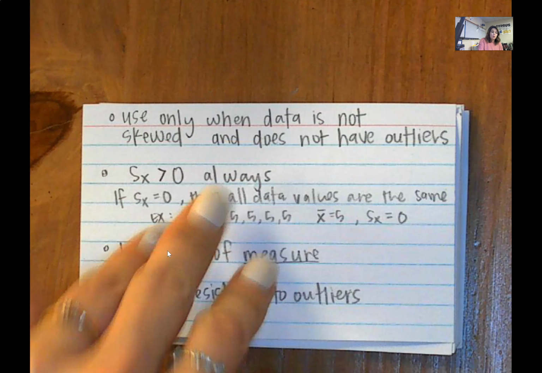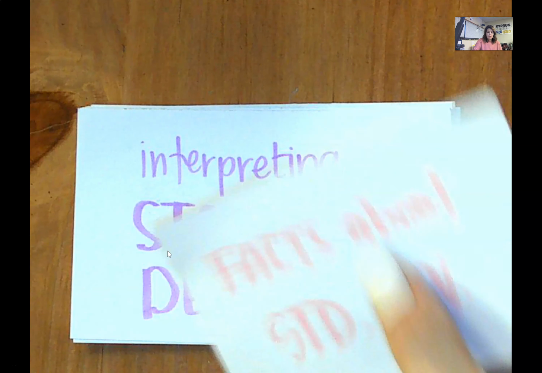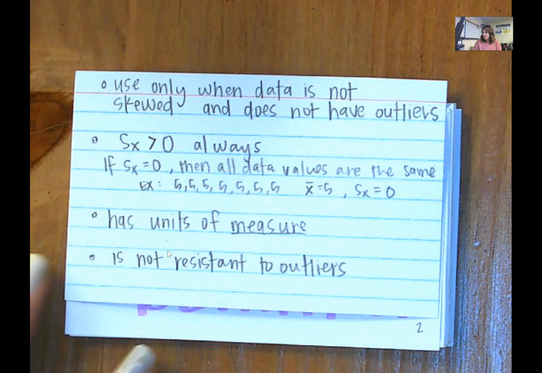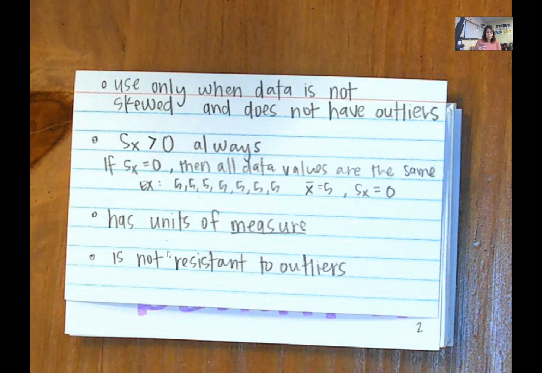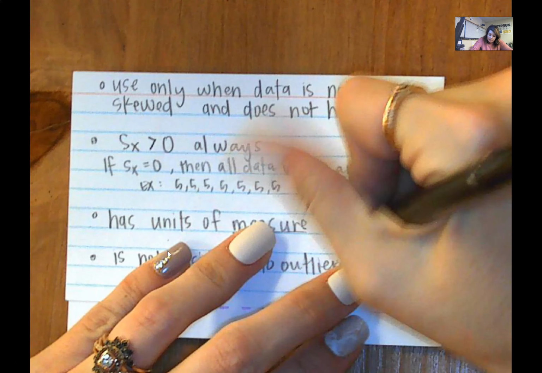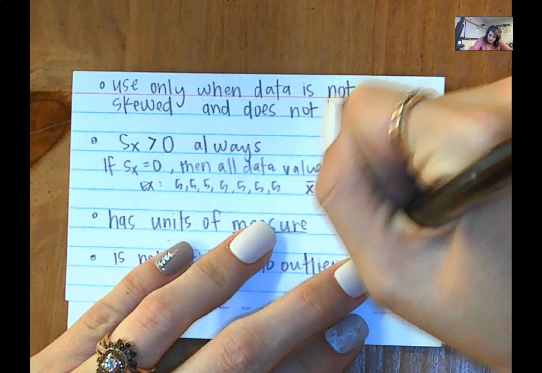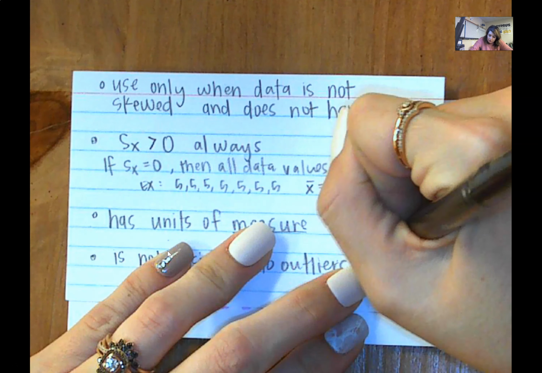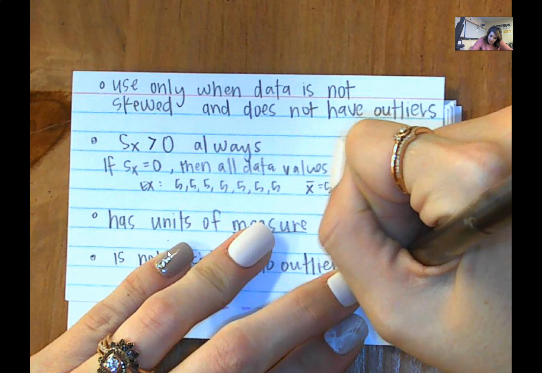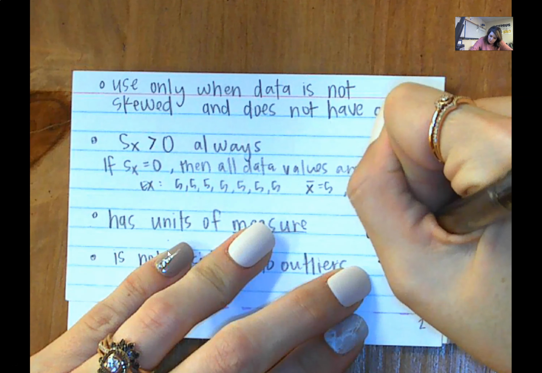One thing that I did not mention here that I probably should add in is that standard deviation measures spread or variance. So I'm just going to add that in. Standard deviation measures spread. Sometimes you will also hear standard deviation referred to as variance. So maybe I'll add that in as well. Sometimes standard deviation is referred to as variance.